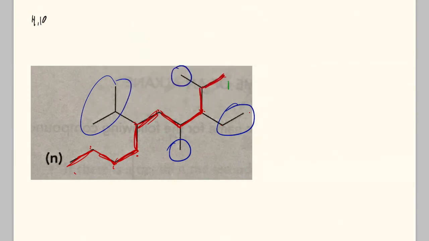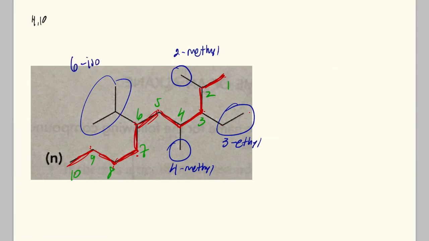Now, let's go ahead and number things. I think it's easy to see that we should start numbering here because the first substituent ends up on carbon 2. So this is the best way to number the longest chain, or the parent chain in the molecule. This is a decane. It's a pretty high number. And let's go ahead and number and put the location for each of the substituents. So a 3-ethyl, a 2-methyl, a 4-methyl, and this is an isopropyl at carbon 6.